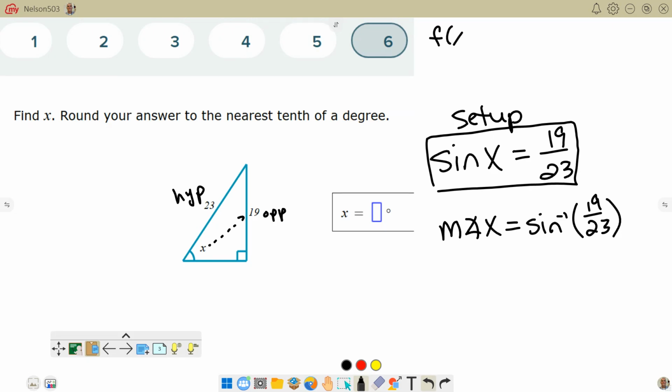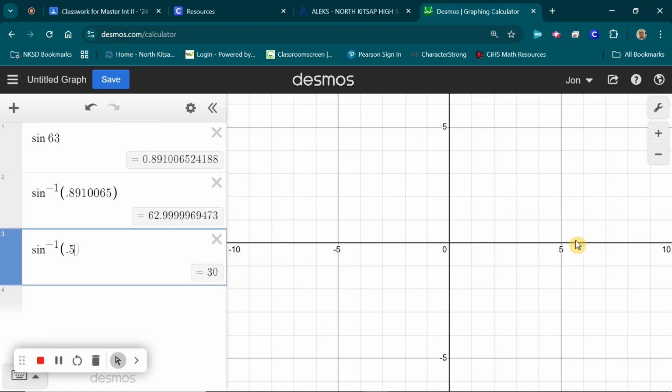Like, let's say I had the function f of x. If you see f with a little -1 up there, it means inverse. So this was my original function, and this is my inverse function down here. So that's really where that -1 is coming from. So I'm going to jump back over to Desmos and do inverse sine of 19 over 23. Hey, look at this. I already have an inverse sine right there. All I need to do is go 19 divided by 23, and I get 55.7 degrees.